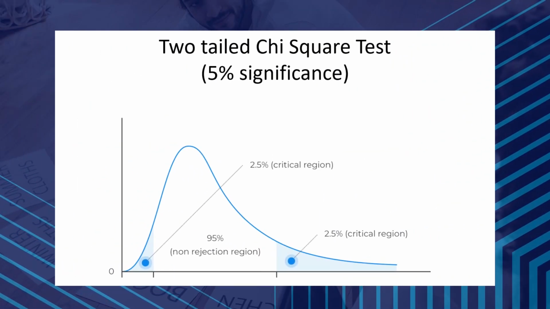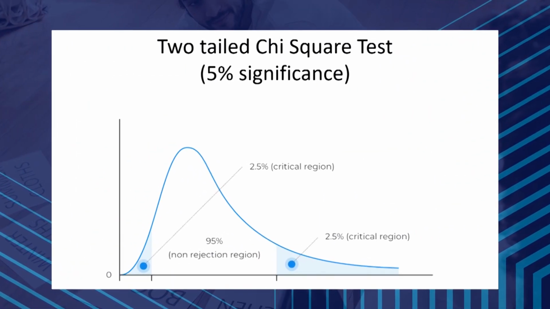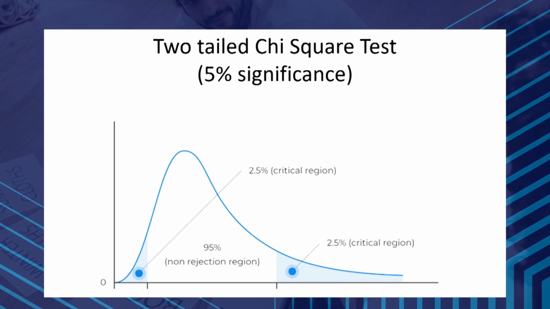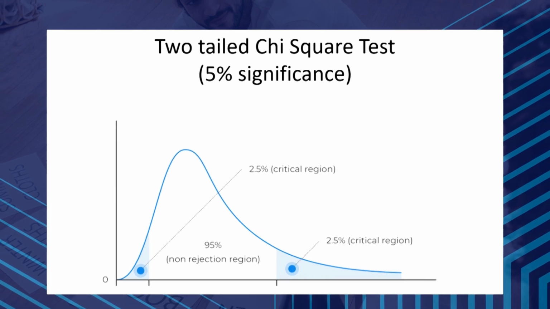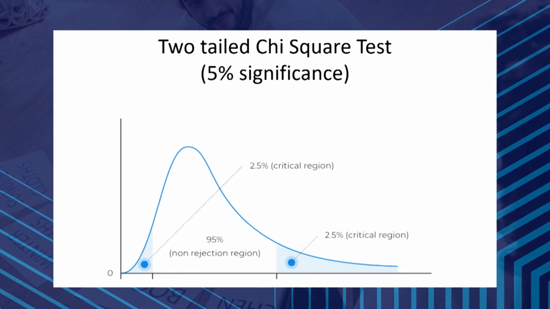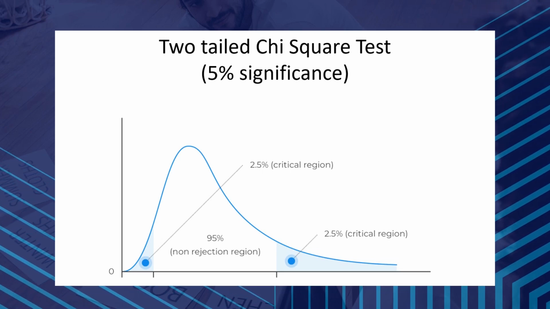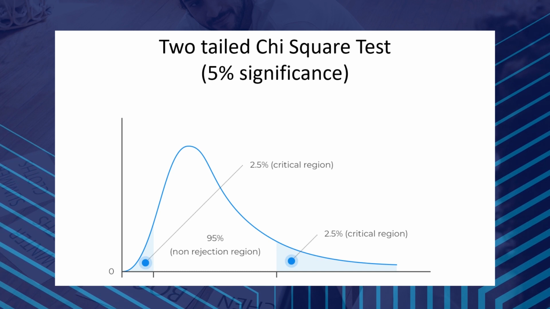For a two-tailed chi-square test with 5% significance, it looks like this: the critical region is 5%, which is divided so that you get a 2.5% critical region at both ends, and 95% is the non-rejection region. So this is the manner in which it works.